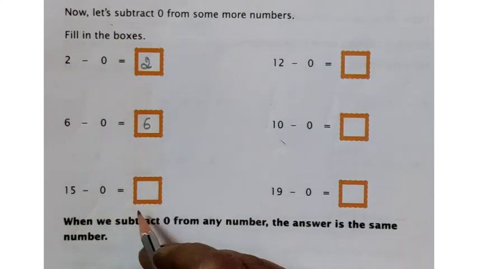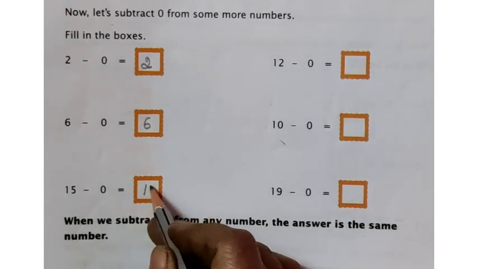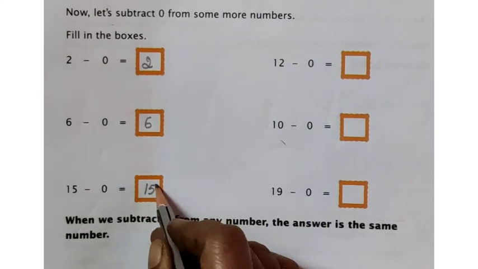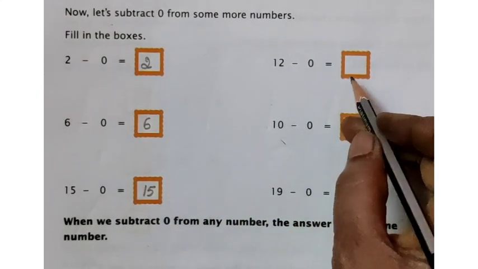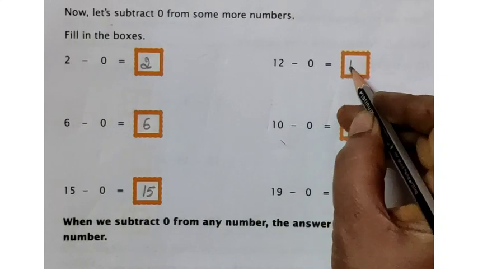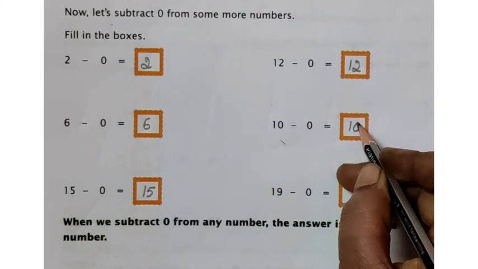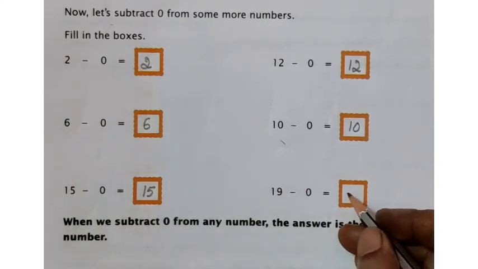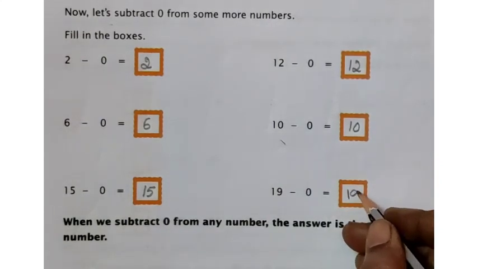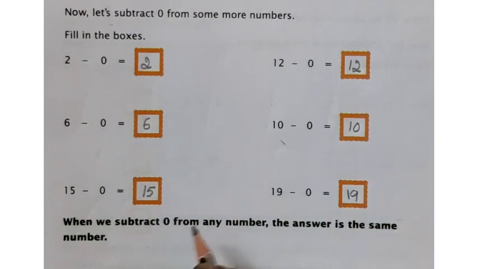Next, 15 minus 0. 15 minus 0 is 15. 12 minus 0. It is 12. 10 minus 0. It is 10. 19 minus 0. It is 19. What did you understand from this, children? If we subtract 0 from any number, we get the same number. The answer is the same number.